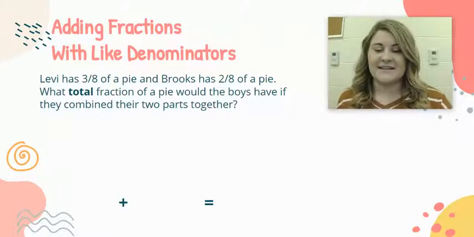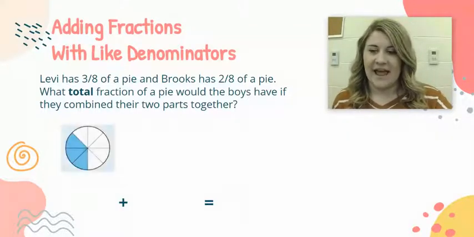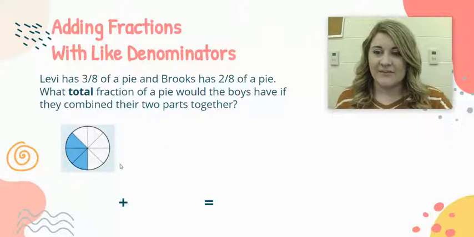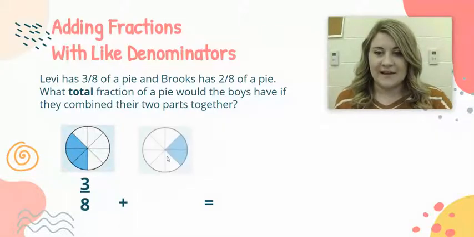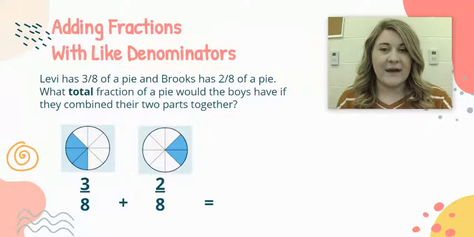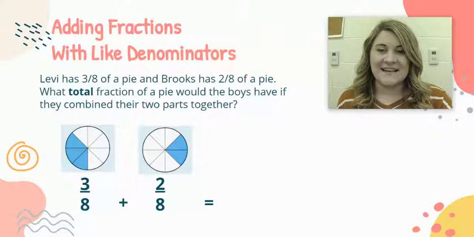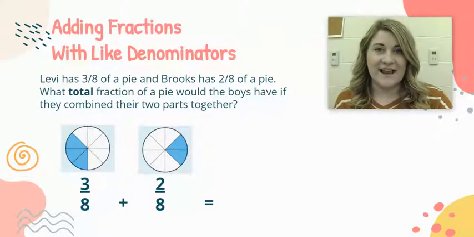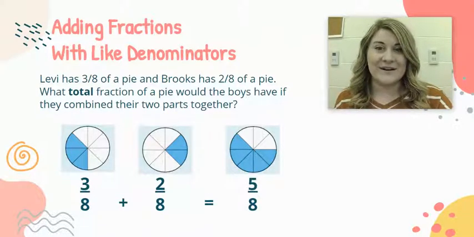So Levi had 3/8, Brooks has 2/8. So we're going to add 3/8 of the pie, I actually have a picture here, and 2/8 of the pie. So if we add those together, what fraction of the pie did they eat together? So we have 8 slices, 8 slices. We know that the answer also is going to have 8 slices in it, so 8 is going to be our denominator, and then we're going to add our numerators together to find the answer. 3 plus 2 is 5. So together they ate this much, which is 1, 2, 3, 4, 5, 5/8 of the pie. And that is how much they ate total.